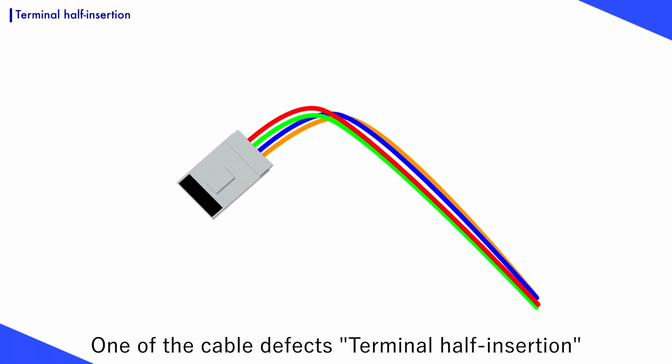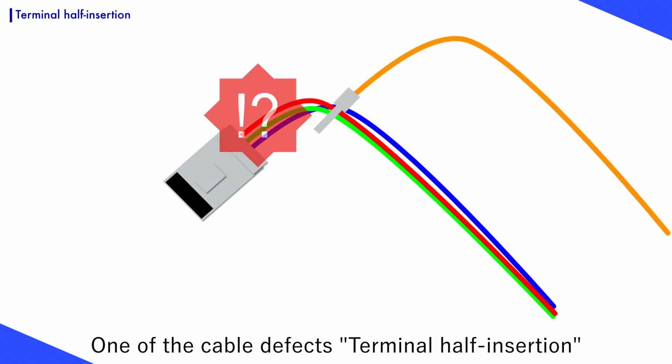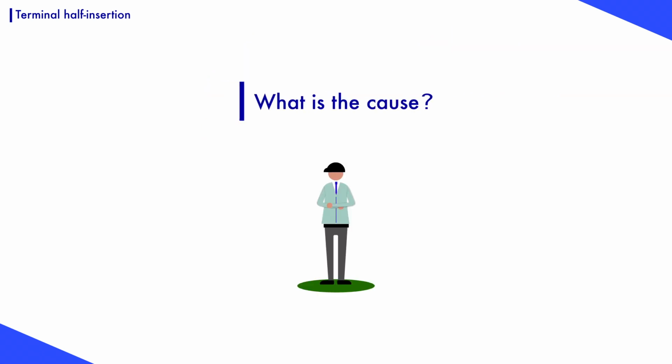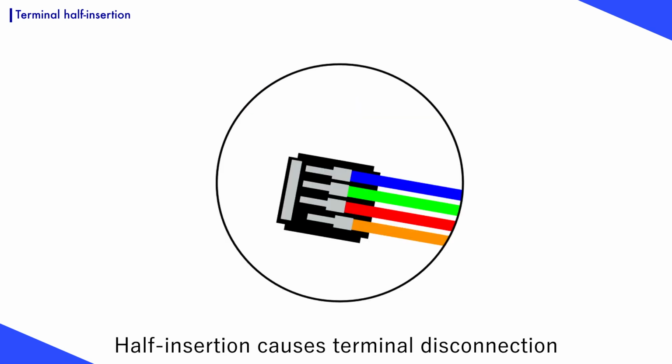Terminal half-insertion is a manufacturing error commonly found in cables and harnesses. In this video, we will introduce how this error occurs in a test to prevent outflow. In many cases, the cause of terminal disconnection is half-insertion of terminals.